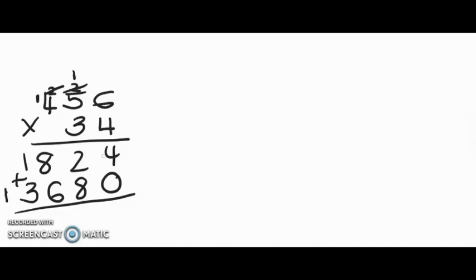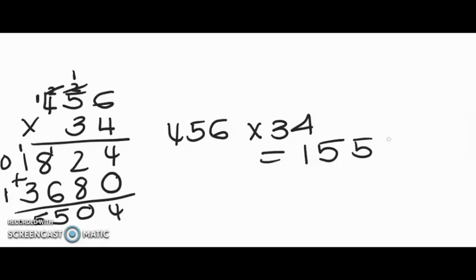4 plus 0 will give us 4. 2 plus 8 will give us 10. Add the 0 and store the 1 up on top of the 8. 8 plus 6 will give us 14. We add the 1. That will give us 15. 3 plus 1 plus 1 will give us 5. What is 0 plus 1? 0 plus 1 will give us 1. Therefore, 456 multiplied with 34 will give us 15,504.